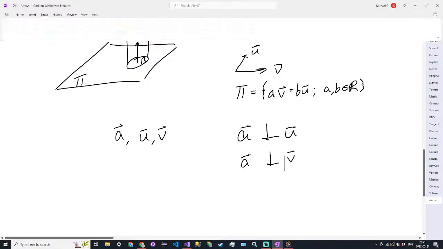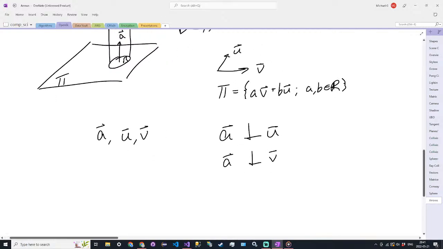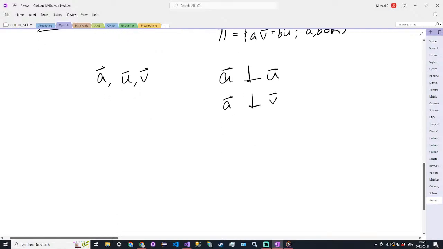So we can call a perpendicular to any linear combination here. So a perpendicular to u gives us that a dot with u is equal to 0. So this is just the dot product.